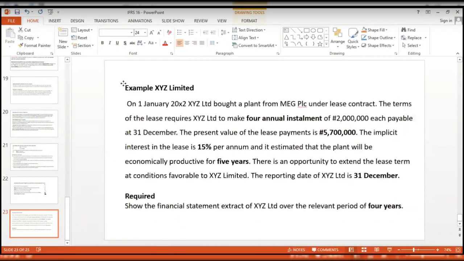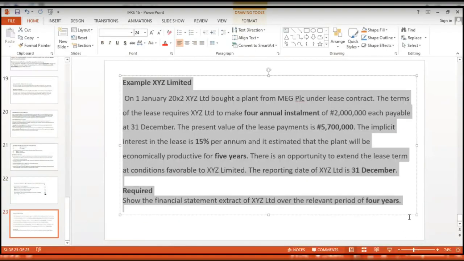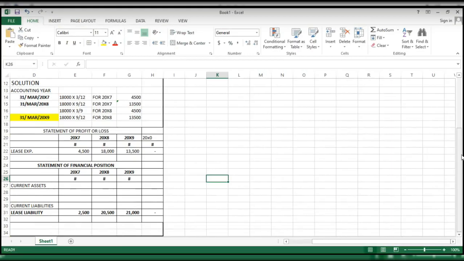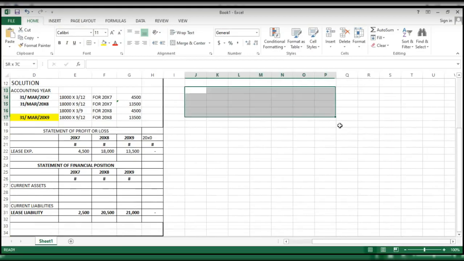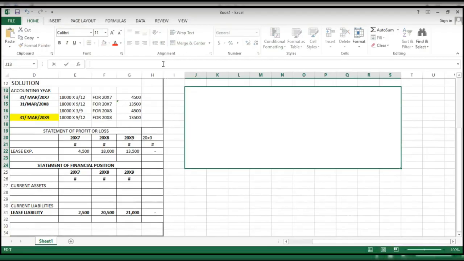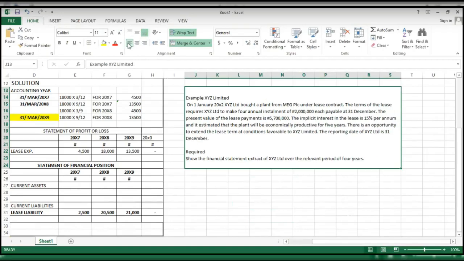So let me copy this question and put it in our worksheet where we are going to be doing this solution this morning. So we have our worksheet here. Let me use this part just to copy this question, and then we'll treat the question here.